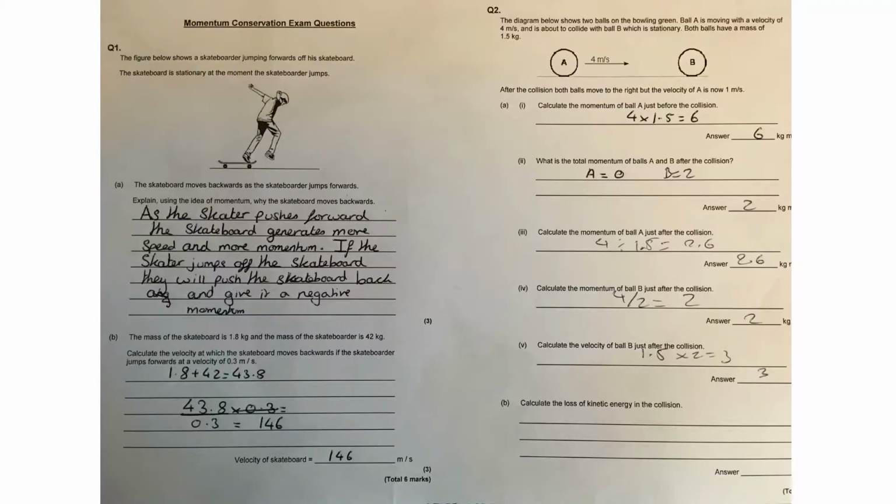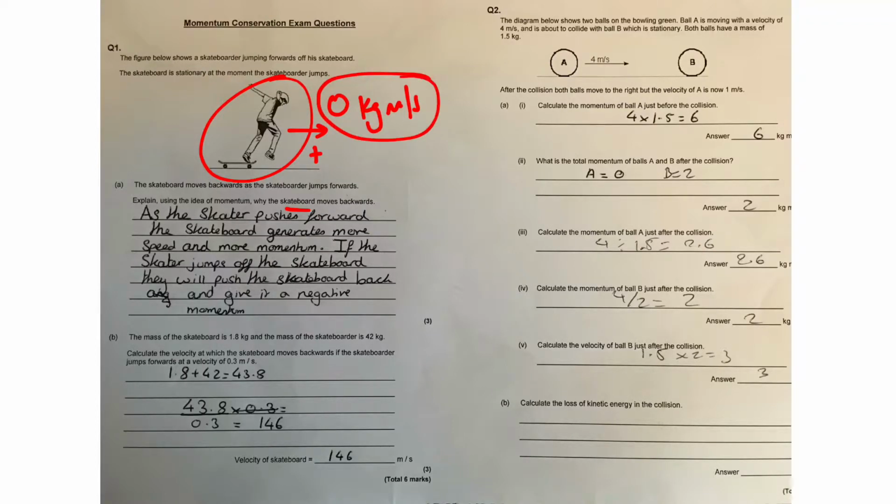For the first question, you needed to realise that both of them were not moving, so the momentum at the start was 0. That means that why the skateboard moves backwards, well, if the skater moves forwards, that's going to give him a positive momentum afterwards, and it's got to cancel out so that the total momentum is 0 after they've finished moving, so it's got to have a negative value.